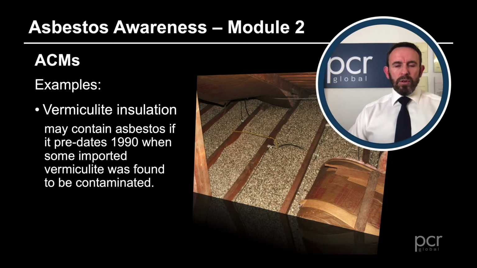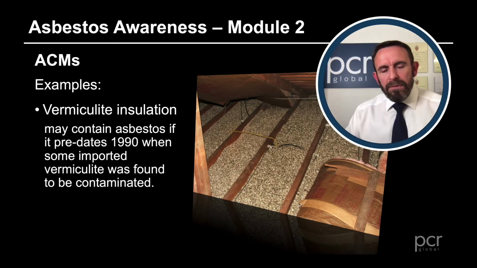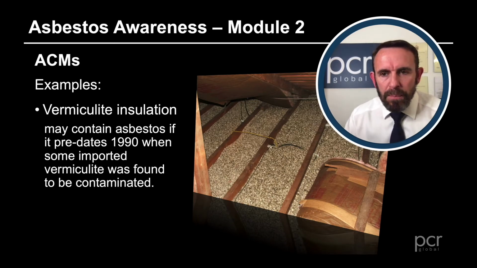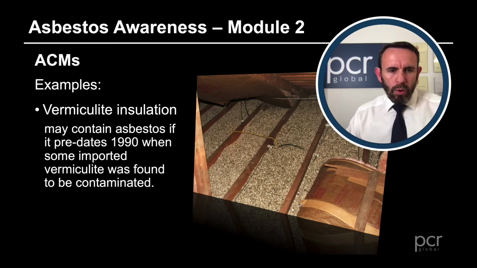It was also found quite rarely, but if the vermiculite insulation predates 1990, then on rare occasions that could also contain asbestos. So vermiculite itself, a mineral, when it heats up, expands to around 30 times its size. It's smokeless, odourless, and it's fire preventing itself. So it was used, but as I just said, it's quite rare to find that.